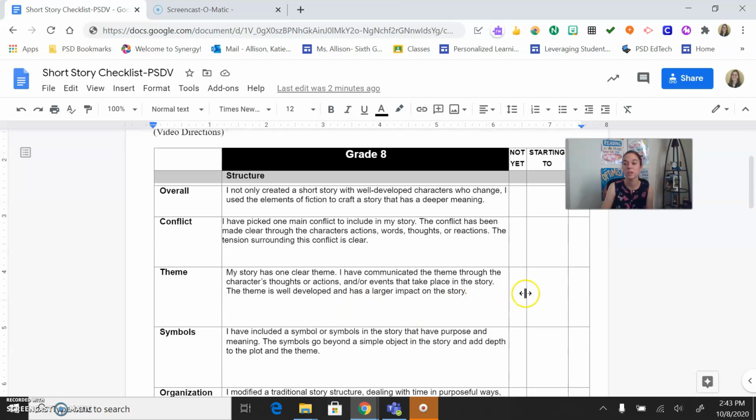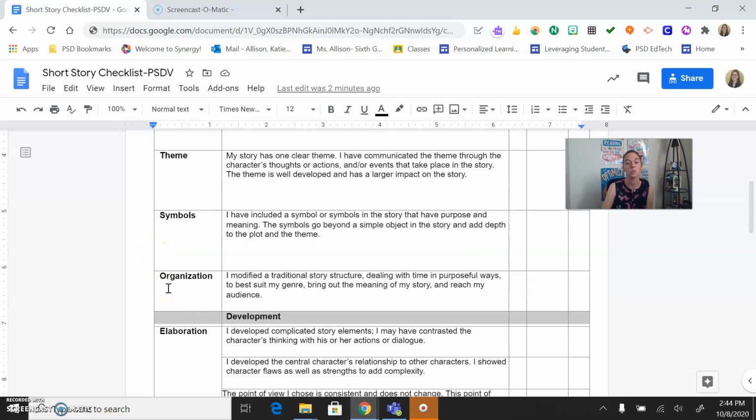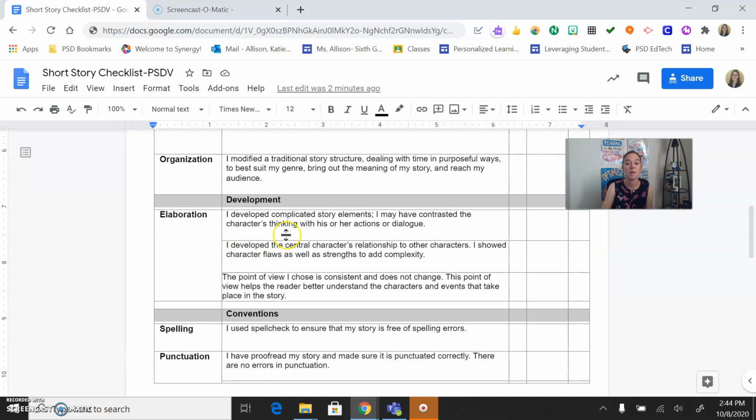If you find one that you're like, it's either a starting to or not yet, that's where you're going to go back and spend some time today, right? You need to make sure that as you're working on this, you have all of these elements taken care of. So we have conflict, theme, symbols, organization. Down here under elaboration, there are 3 different things that you are looking for.